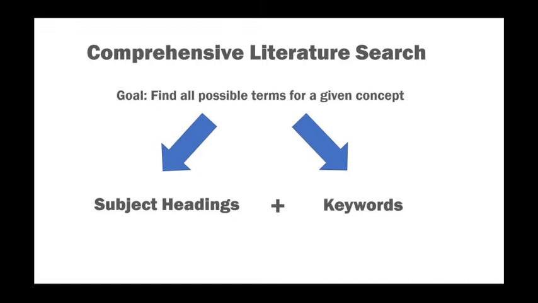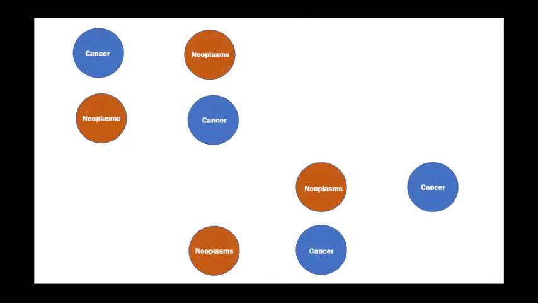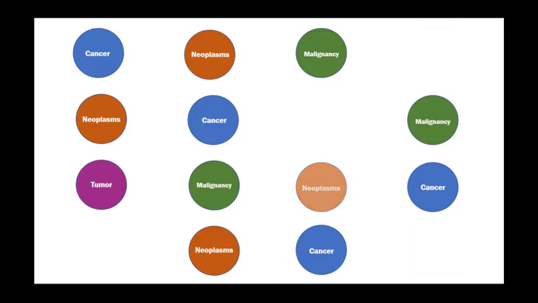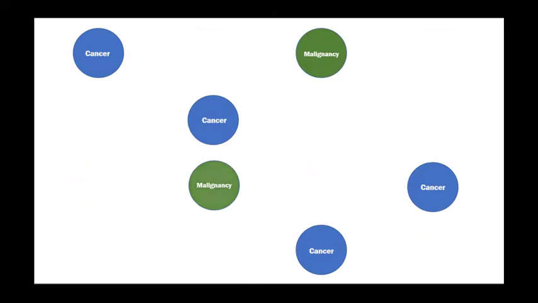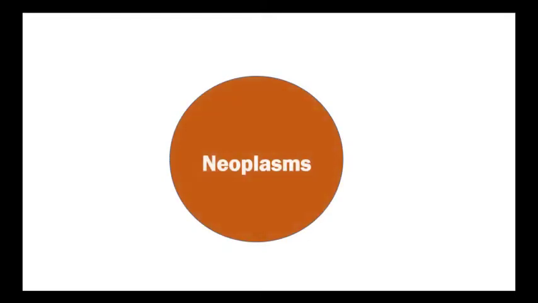One way to demonstrate the importance of using subject headings is to think about situations in which the same concept is used for different terms, such as in the case of the term cancer. Researchers may refer to this concept using terms like malignancy, tumor, or neoplasm. If you search for articles using only one of these terms, you'll miss relevant articles that were labeled using the other terms. Subject headings solve this problem by assigning a particular word or phrase to represent a concept. In this case, for example, MeSH, the thesaurus used by PubMed and Medline Ovid, groups all these concepts under one term, neoplasms.